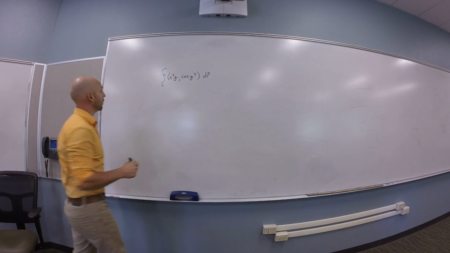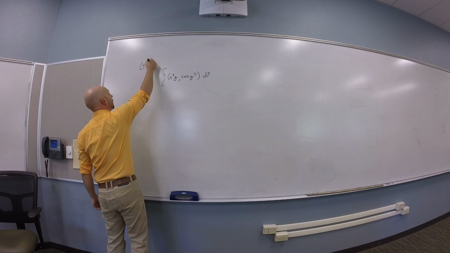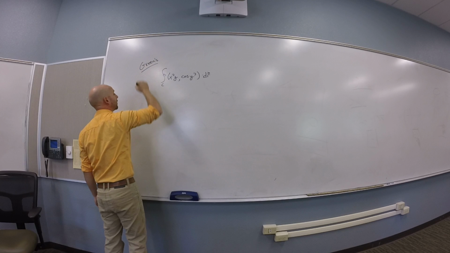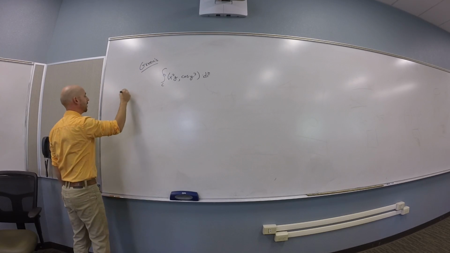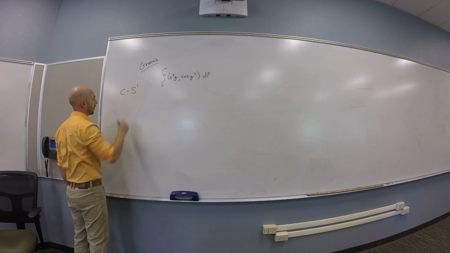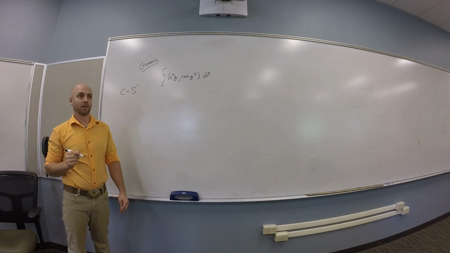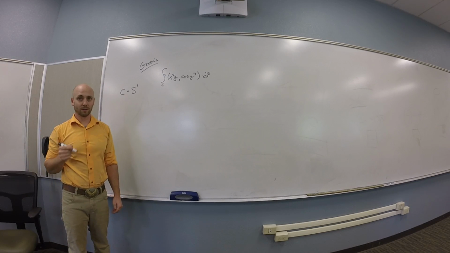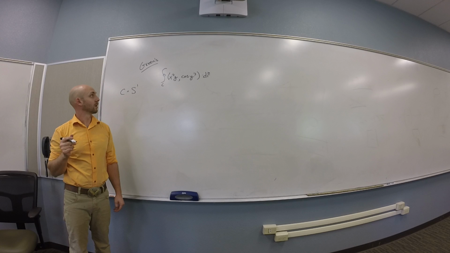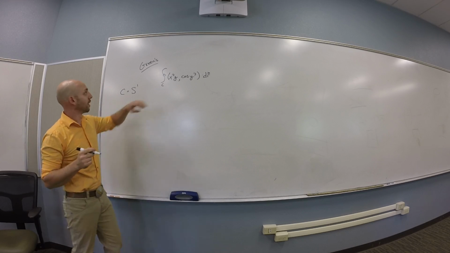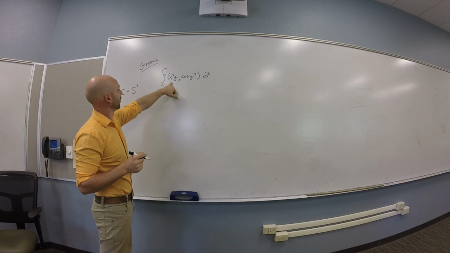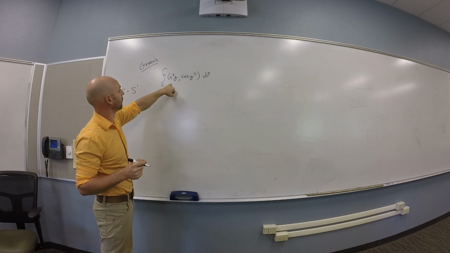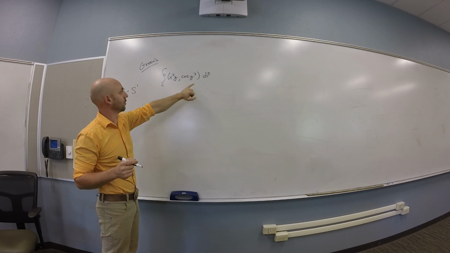Okay, so I want to use Green's theorem to evaluate this thing where C is the unit circle oriented in the usual way, right? Okay, so my curve is the unit circle, and my vector field is x squared y comma cosine y cubed.